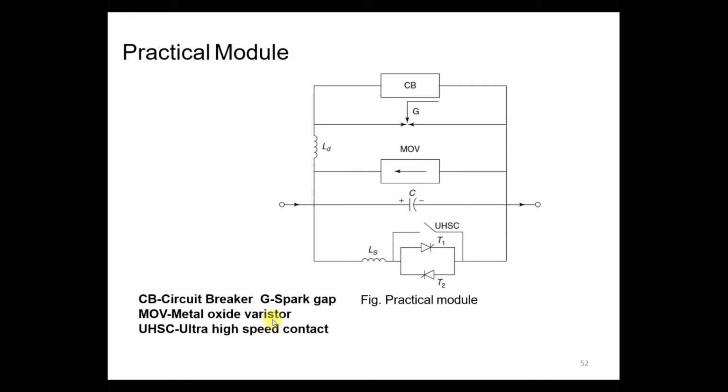This is one type of non-linear resistor. Then this is a spark gap. This is a circuit breaker connected in parallel with the capacitor. And this is an ultra high speed contact that is connected in parallel with the anti-parallel pair of thyristors. We will understand one by one the function of all these protective devices in the thyristor controlled series capacitor.